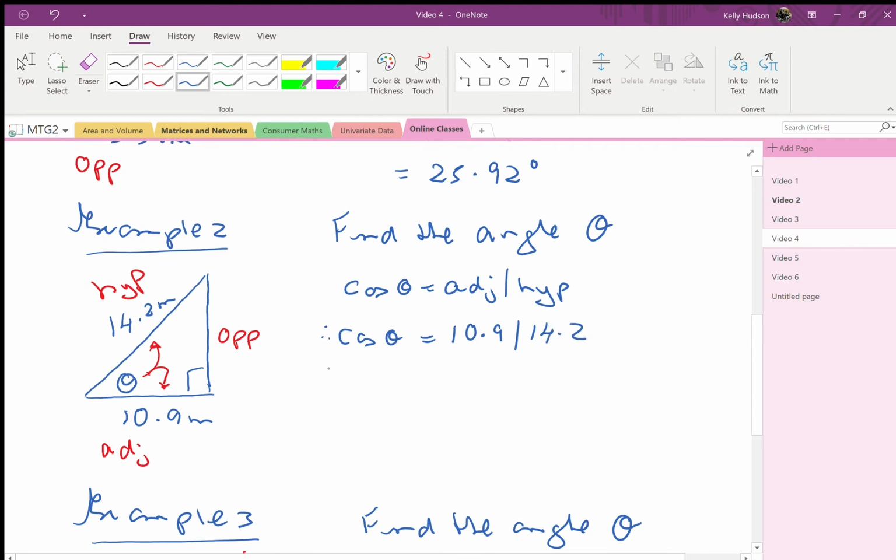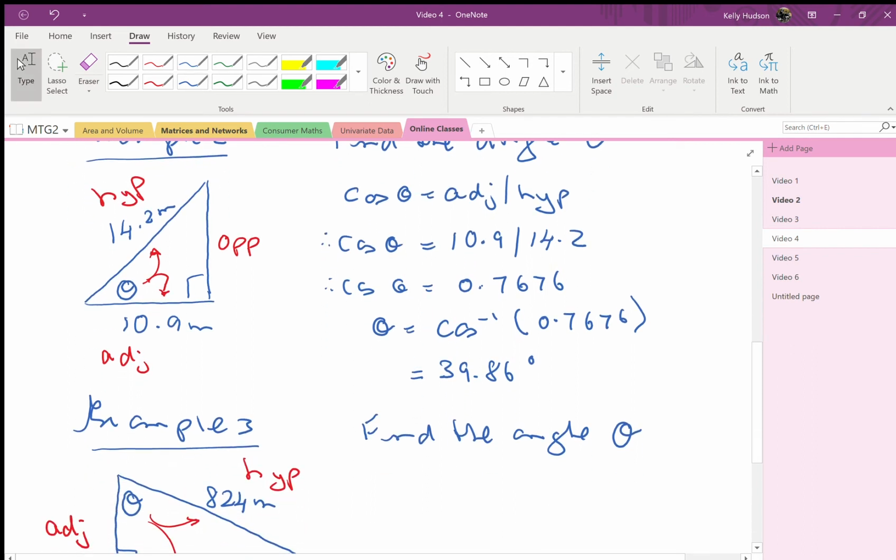So on my calculator, cos theta is equal to, I round that, 0.7676. Okay, so to work out the angle, I've got theta is equal to, this time, cos to the minus 1, or the inverse of cos, of 0.7676. So I put that into my calculator, I find my inverse function, and I select it, and I get theta is equal to 39.86 degrees.